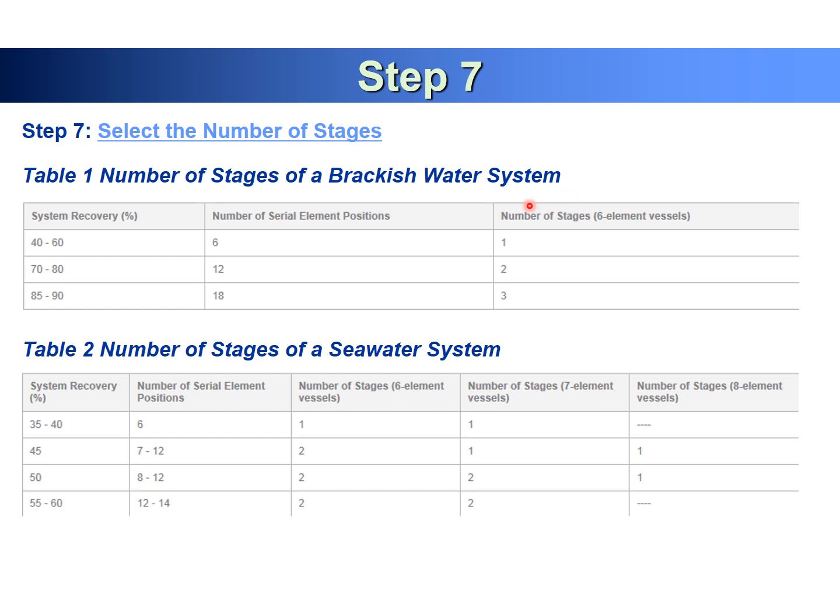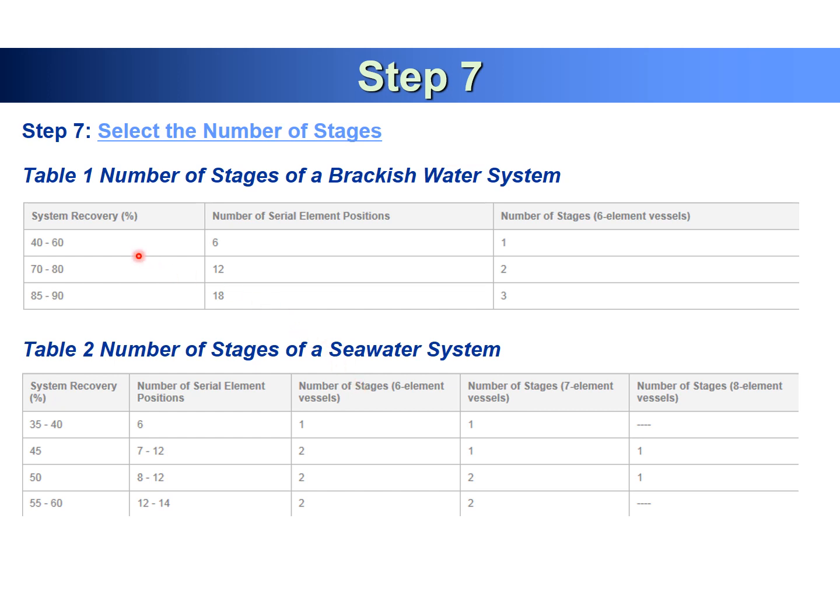The next step is to select the number of stages. So we have two options. First one is number of stages of brackish water system for wastewater reuse. Second is number of stages of seawater system for seawater desalination.